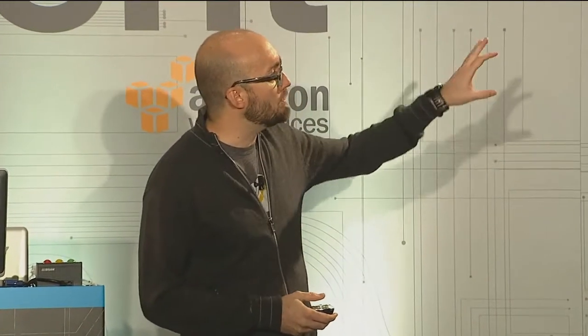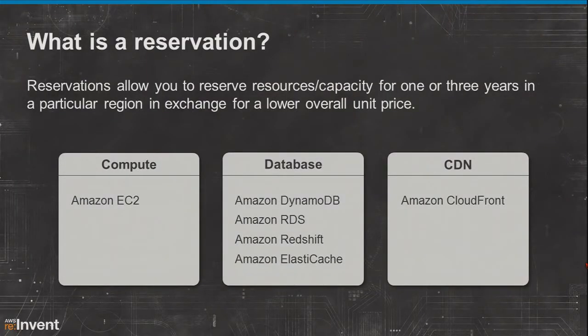The key thing to note in this definition is that when you purchase a reservation, you're really reserving both the resource and capacity. So you're getting cost savings, and you're reserving the capacity that you need in a particular AZ. So I'll drill into this in just a bit. The other thing that I want to point out is typically when people talk about reserved instances, really the focus is on compute, on EC2. Amazon also offers reservations for databases and for CDN. So if you're using CloudFront, you can purchase reservations around CloudFront.